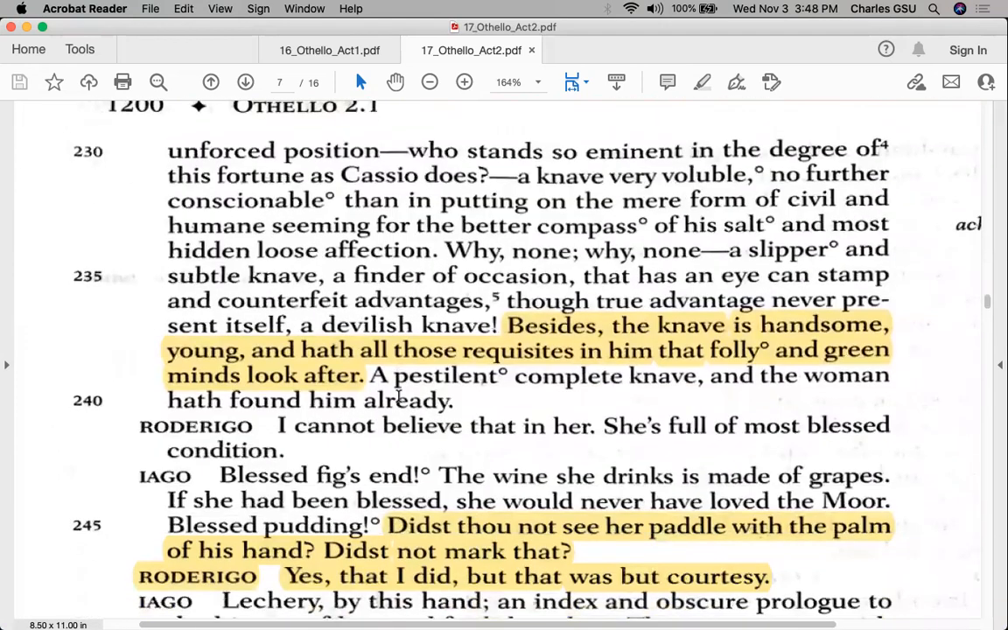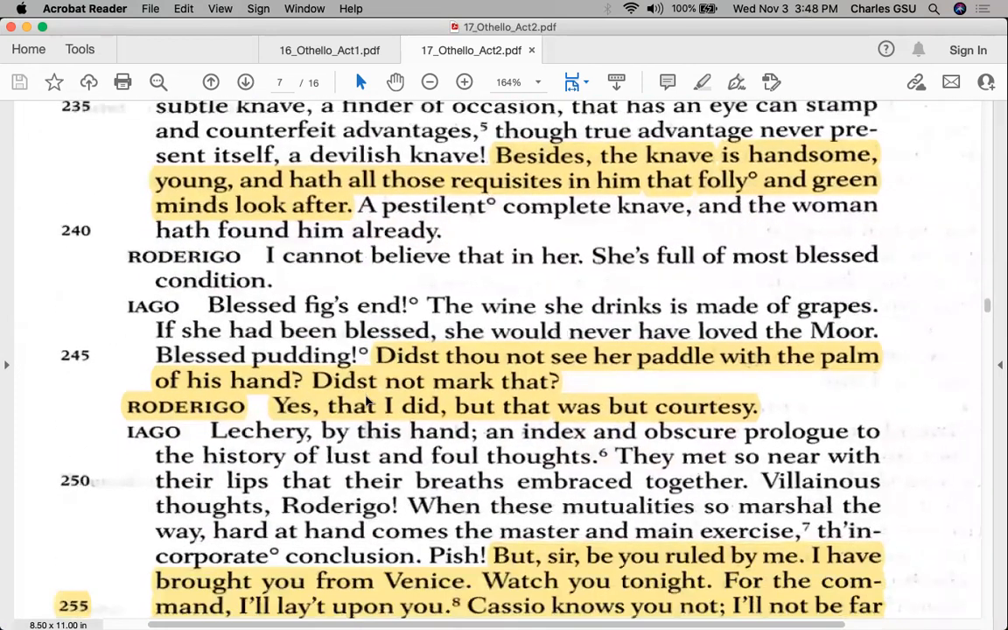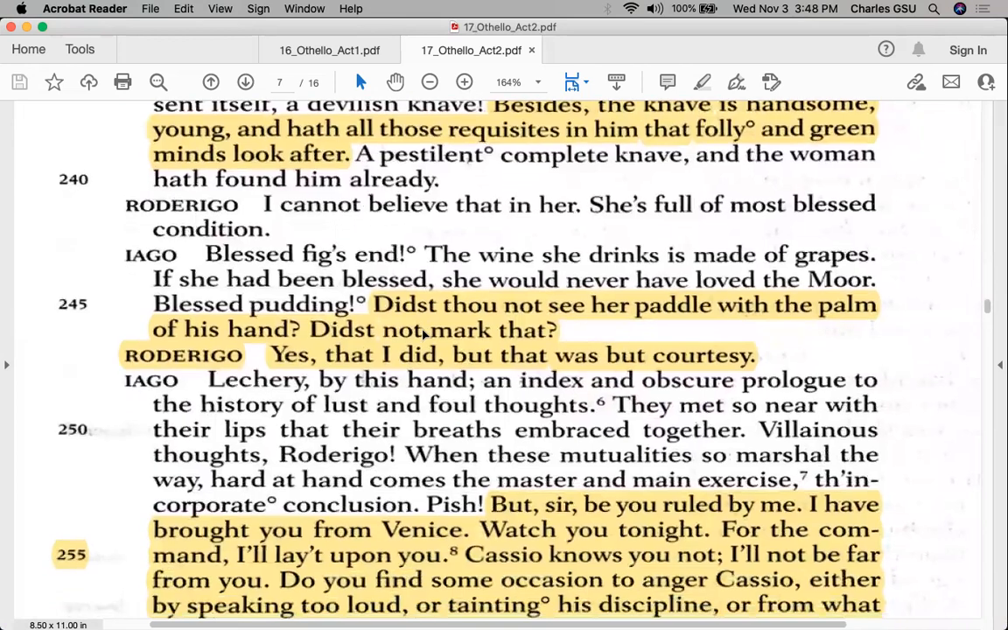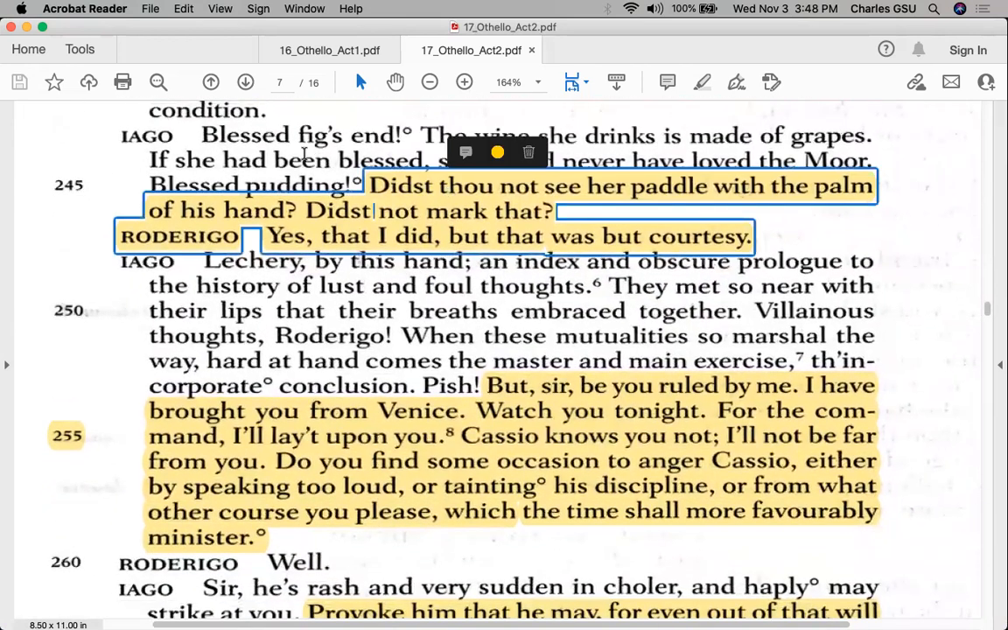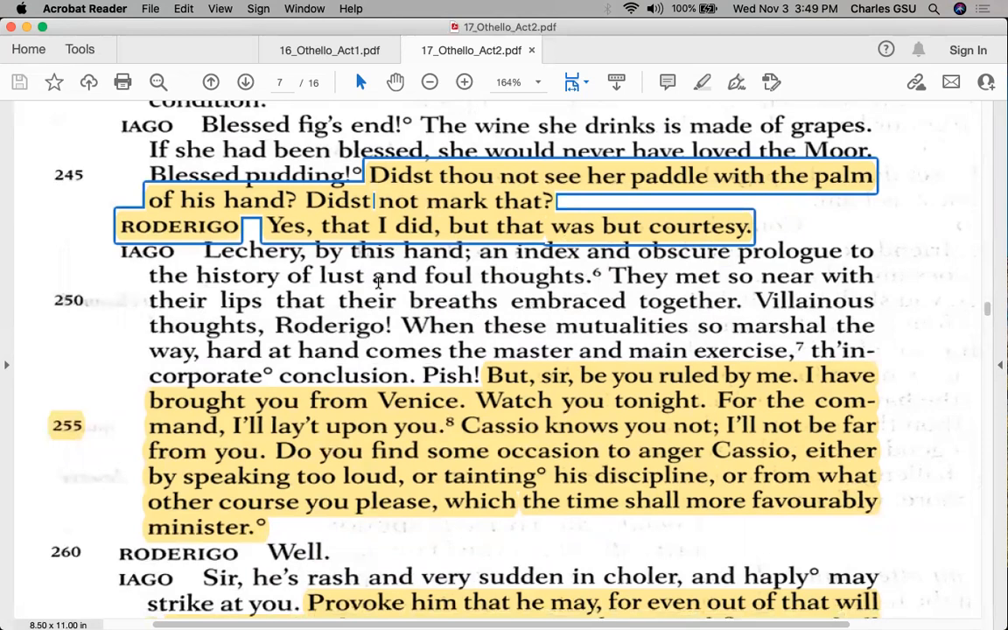And so he is going to tell Roderigo about his plan, right? Which is that he's going to make Roderigo believe that Cassio is in fact enamored of Desdemona, and Roderigo disbelieves it, right? He'll say, "Dost thou not see her paddle with the palm of his hand? Dost not thou mark that?" Like, didn't you see Cassio take her hand and be familiar with her? "Yes, that I did, but that was but courtesy," right? So again, that's the way that Cassio behaves in his Florentine training.